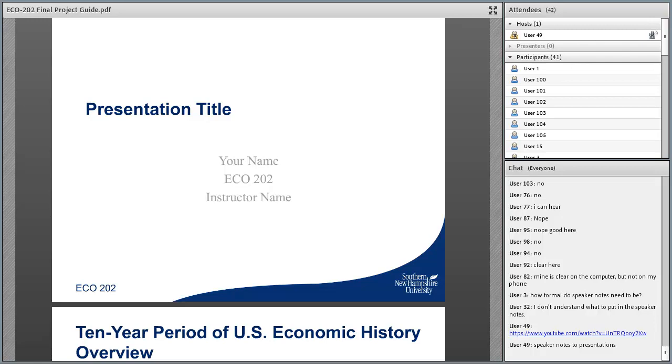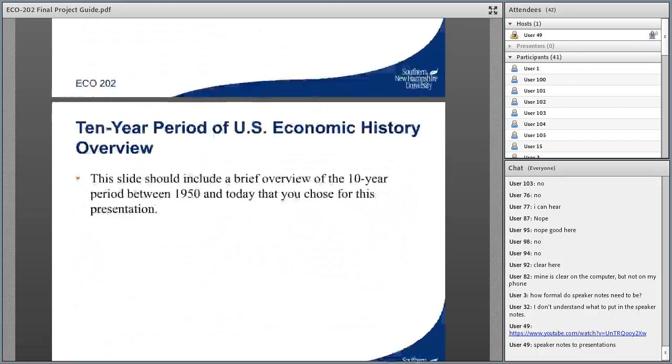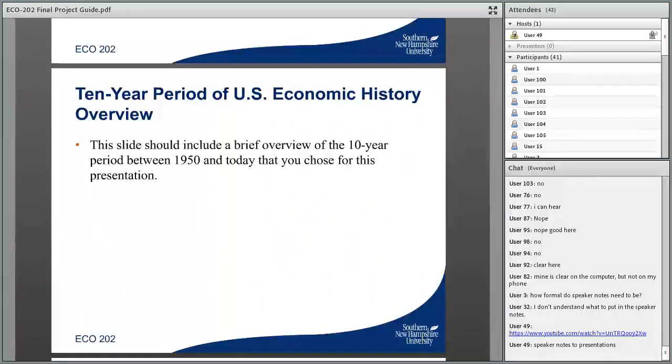Basically, you're going to write the title, which will be the decade you chose. You chose your decade during Module 1, Discussion 1, and you shared it with the class. You can provide a 10-year period introduction and overview of your decade. You don't have to go into a lot of detail for this introduction, just maybe provide the main highlights of your decade. This slide is not part of the rubric grading, so you don't need to spend a lot of time on it.